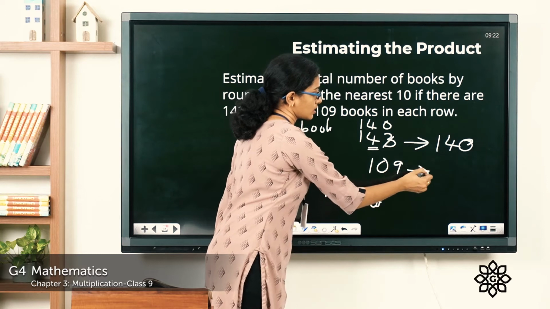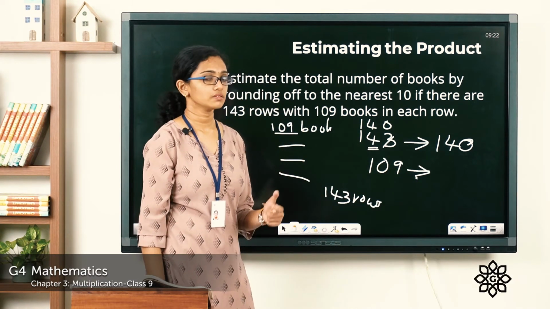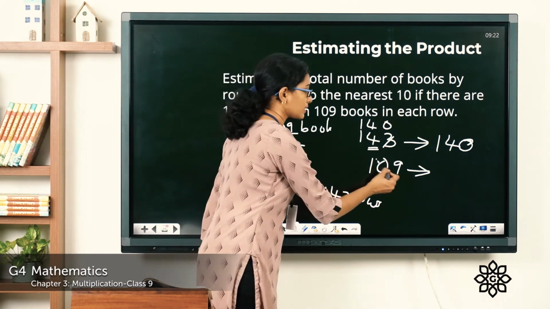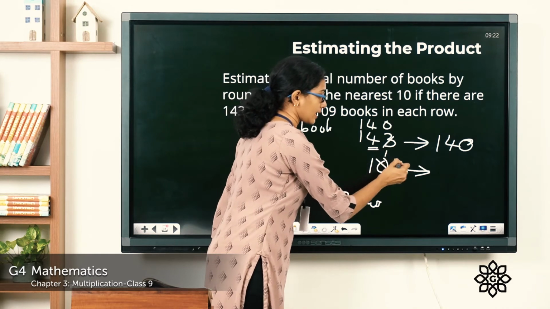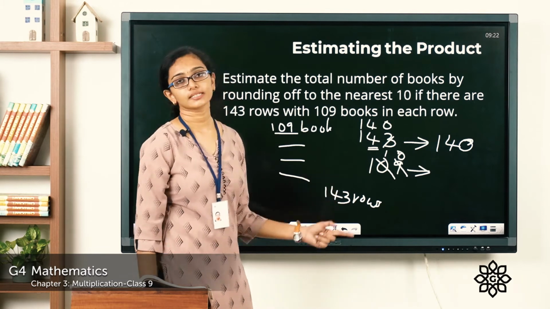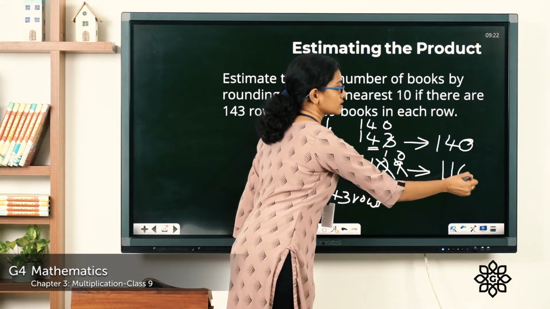What about 109, which is the number of books in each row? 109, the rounded digit is 0. To the right of it you have 9, which is more than 5. So you add 1 to the rounded digit. So the 0 becomes 0 plus 1, 1, and to the right of it the digits become 0. So 109 rounded off to the nearest 10 gives you 110.